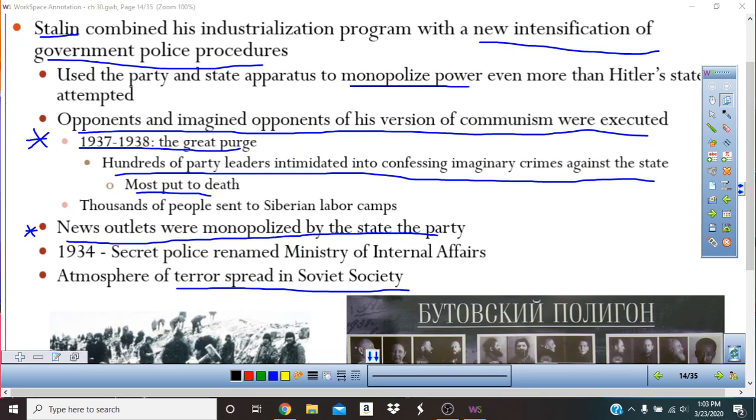All right, Joseph Stalin, he was a very intense person, let me just put it that way. And in the 1930s, he had something called the Great Purge, where hundreds of his party leaders were intimidated into confessing imaginary crimes against the state. It could have been someone that he just didn't like personally, someone who he didn't like their face, he didn't like the things that they said, he thought they were against him, maybe paranoid, and many of these people would be put to death.